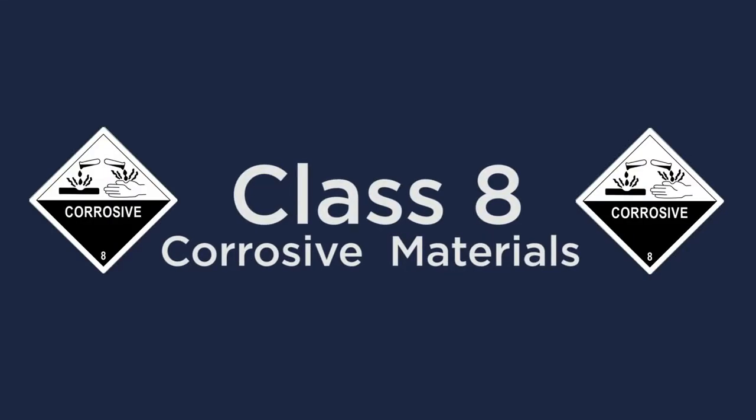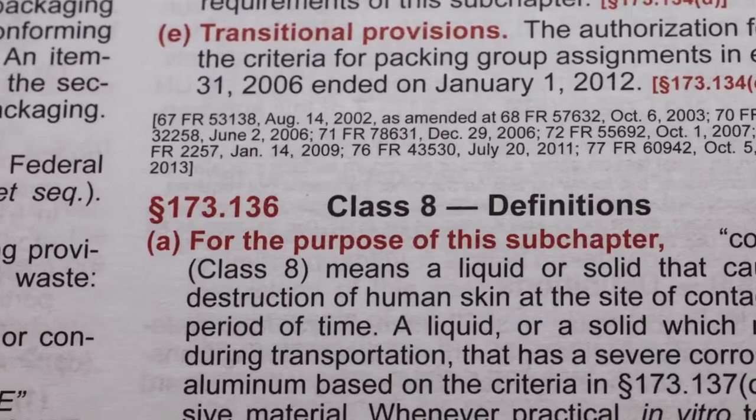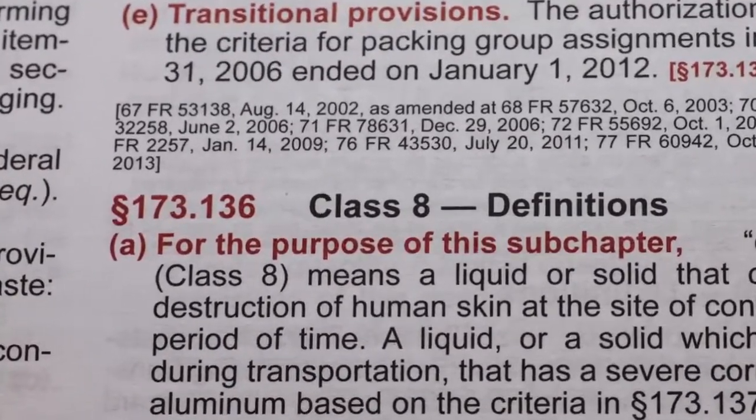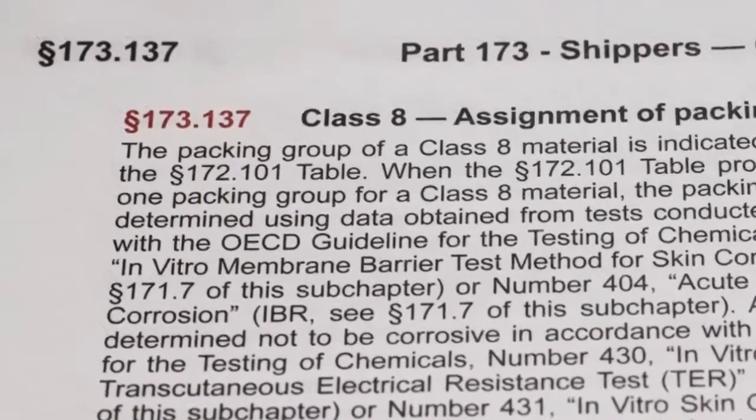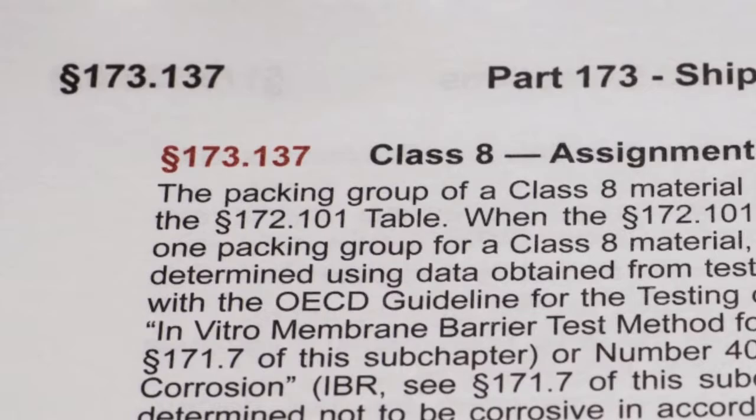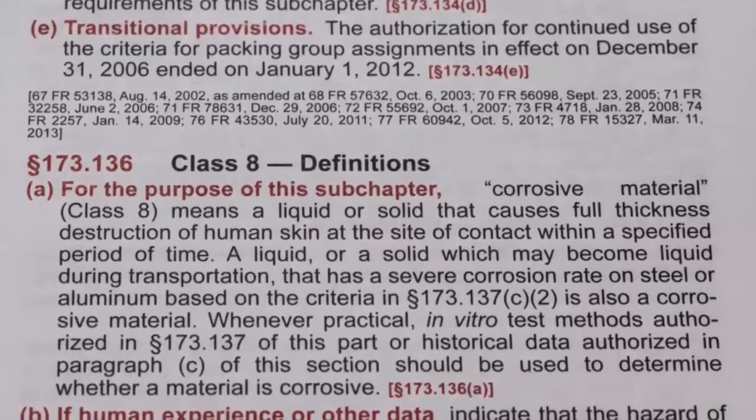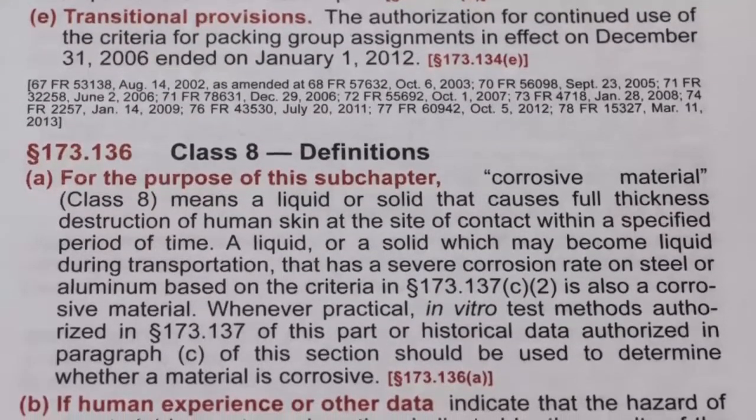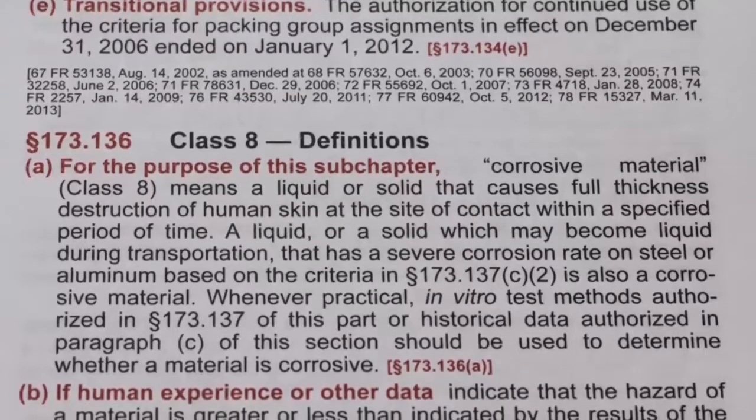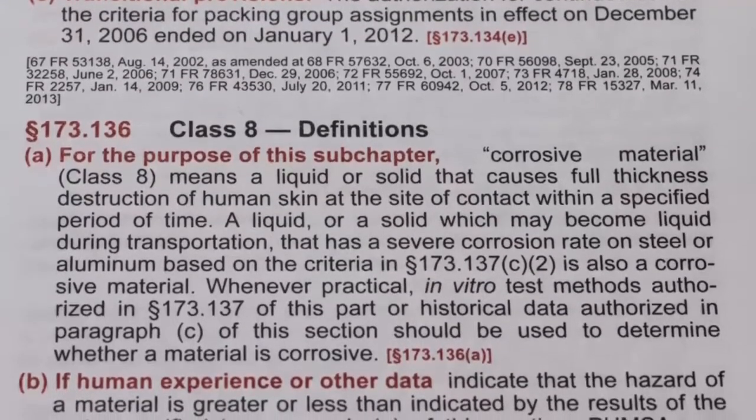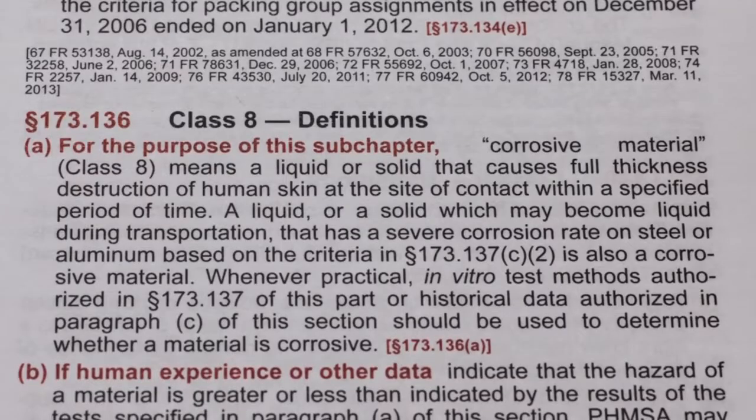Class 8 is assigned to corrosive materials, and the classification criteria for corrosive materials can be found in 173.136 of the Hazardous Materials Regulations. In addition, packing group assignment for Class 8 materials can be found in 173.137 of the Hazardous Materials Regulations. In 173.136, the regulations state that for the purposes of this subchapter, meaning the Hazardous Materials Regulations themselves, corrosive material, Class 8, means a liquid or solid that causes full destruction of human skin at the site of contact within a specified period of time.